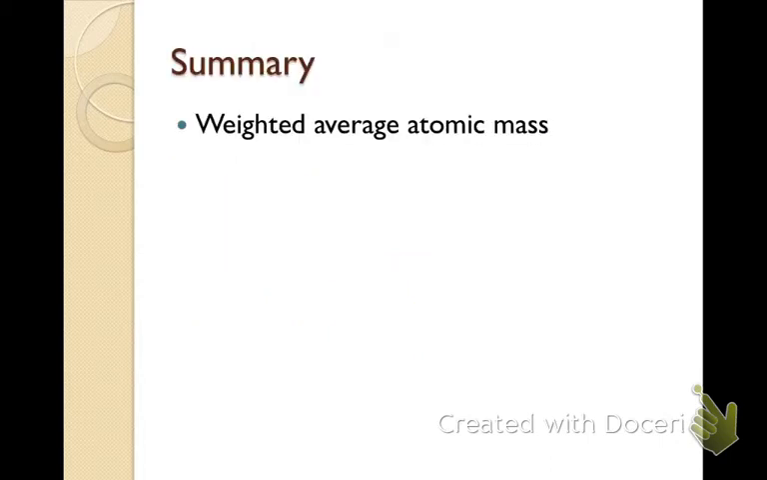Alright, so to summarize, the average atomic mass is the weighted average atomic mass of all the naturally occurring isotopes of a sample. So make sure that you use either method that you prefer and punch them in correctly into your calculator.